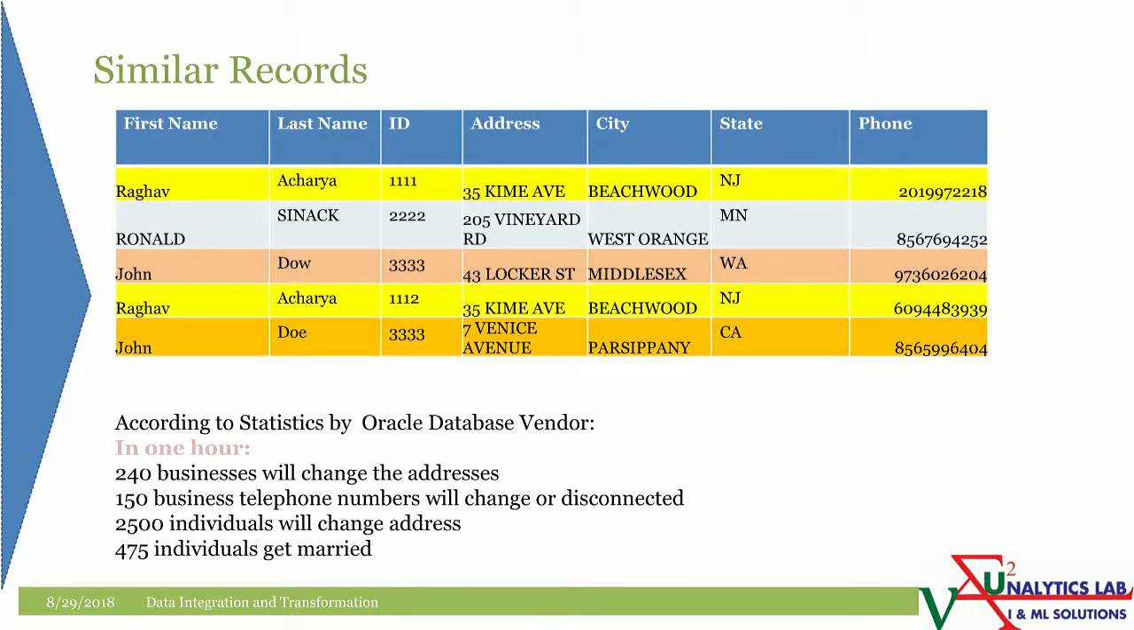So that is just to give you some statistics from the Oracle database vendor: in 1 hour, about 240 businesses will change the address, and 150 business telephone numbers will change or be disconnected. About 2,500 individuals will change the address, and about 475 individuals get married. So the status of all these people can change, and you have to either keep multiple records of the same individuals, or say all these are the same and then take an action so that there won't be any redundant data, which could hamper your decision making and also your analytics.